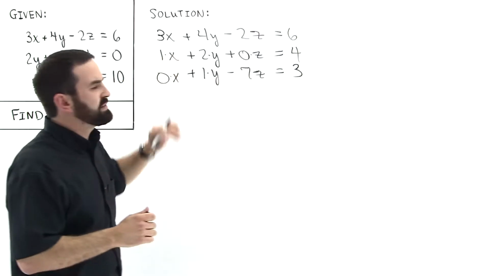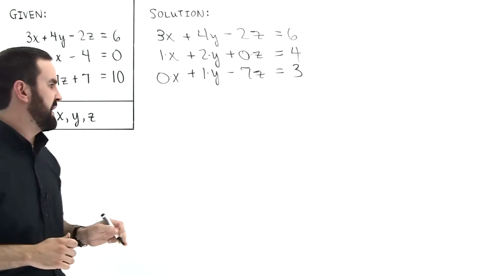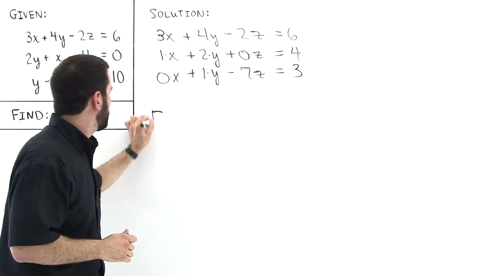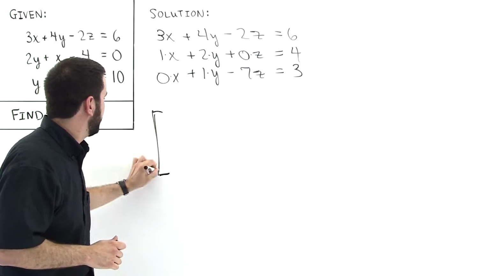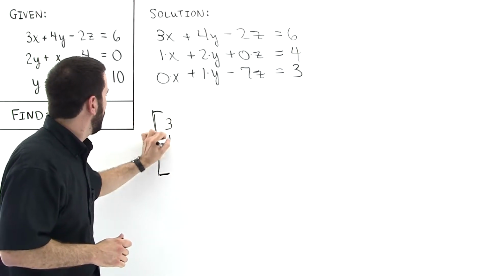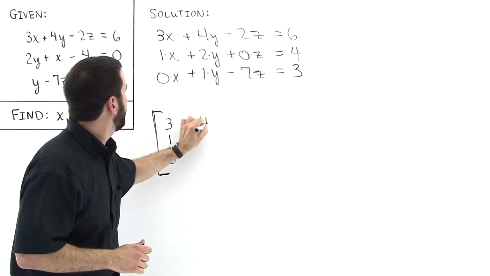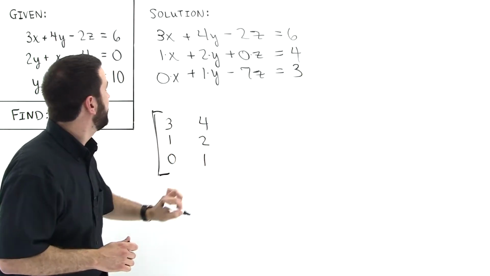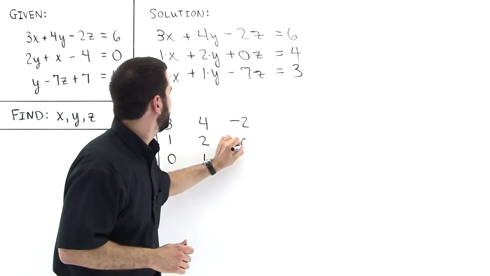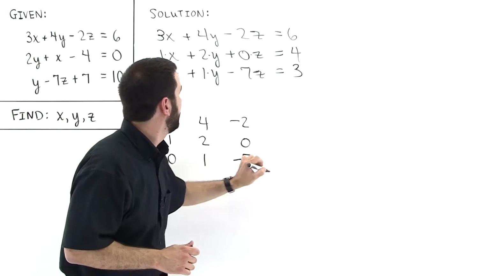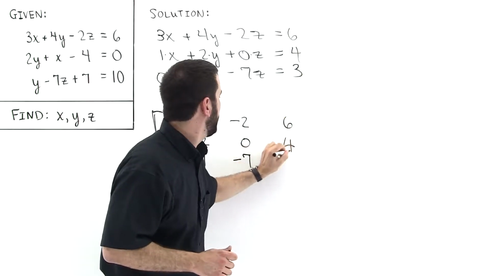So this system of equations can now be represented by a matrix. And that matrix will look like the following. It will have a 3, a 1, and a 0, 4, a 2, and a 1, minus 2, 0, minus 7, and then 6, 4, and 3.